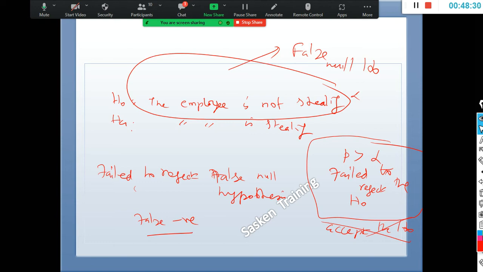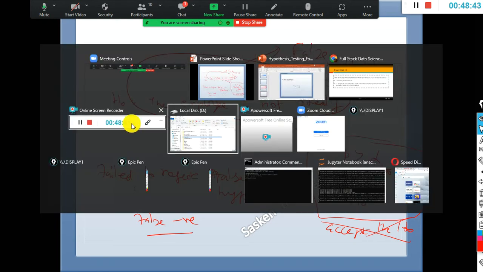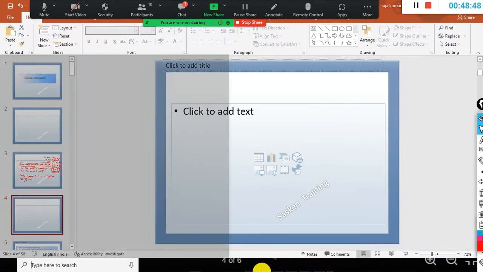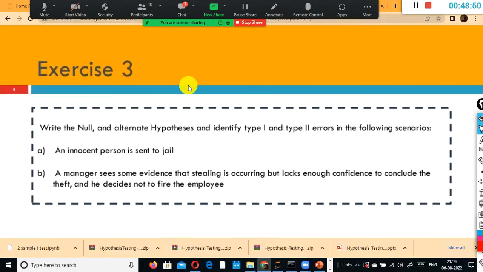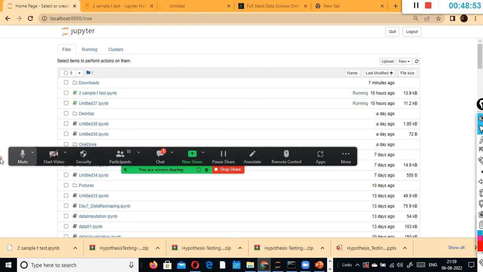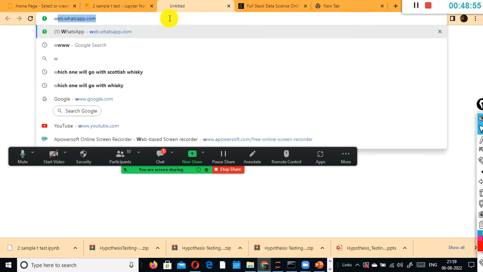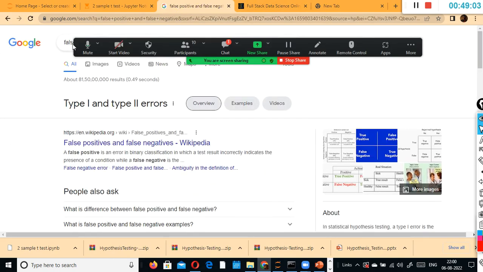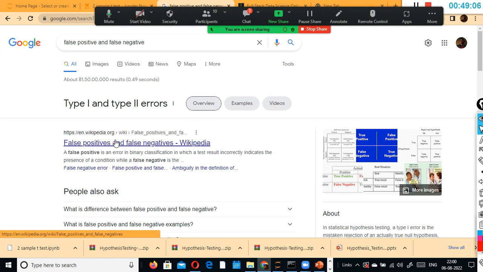The COVID false positive and false negative, right? Yeah, it's correct only. What I mentioned was correct only. You can go and check it in Google also. Let me just go and check it here. It's false negative, right? Actually, he is having COVID. False positive and false negative. Type 1 and type 2 error, right?